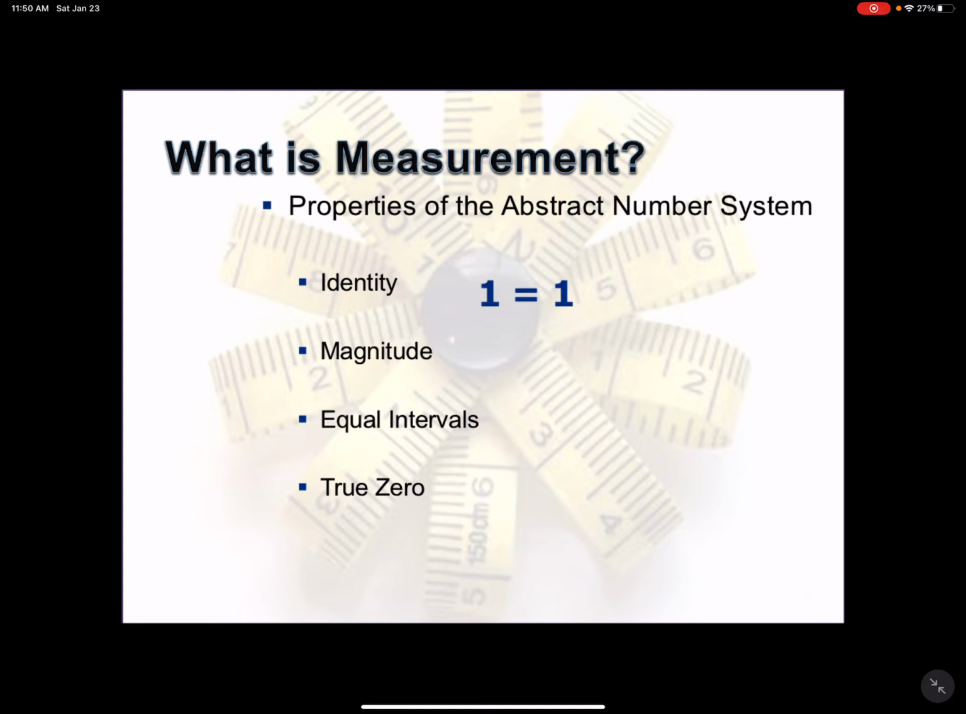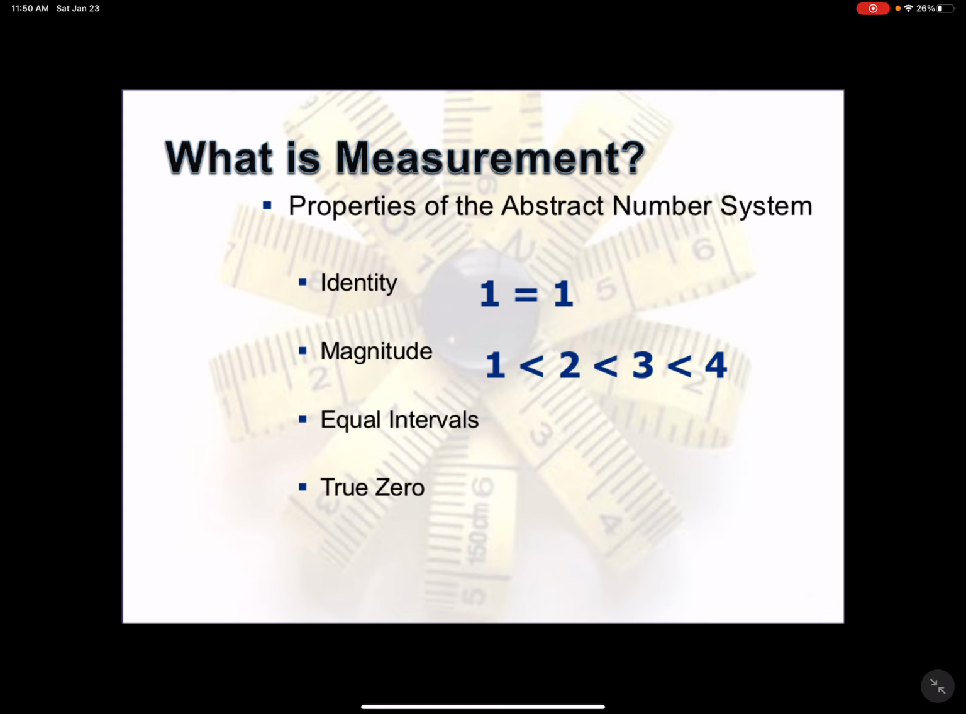The next one is magnitude. Numbers are in order. Larger numbers are greater than smaller numbers. So 1 is less than 2, which is less than 3, which is less than 4. So we know as we go higher up the number scale, we're representing more quantity, and as we go lower, we're representing less. That's the property of magnitude.